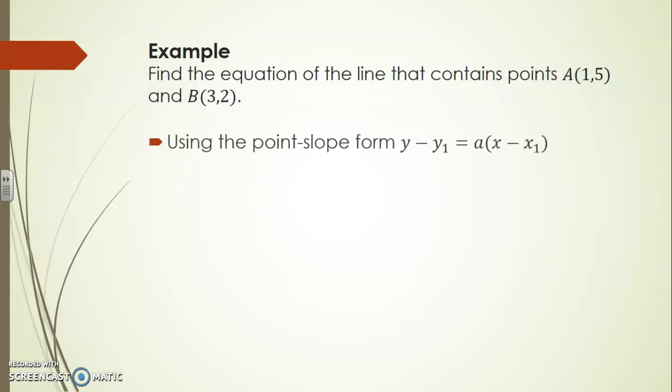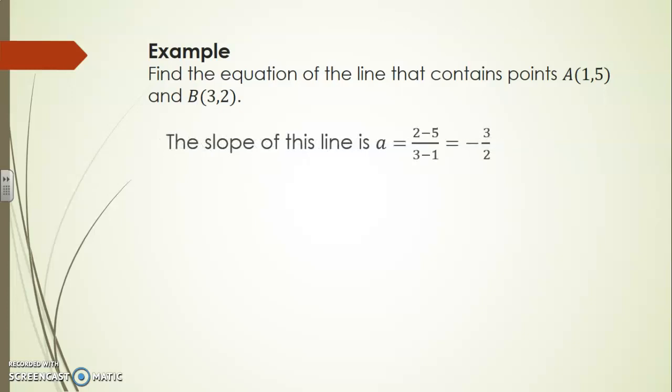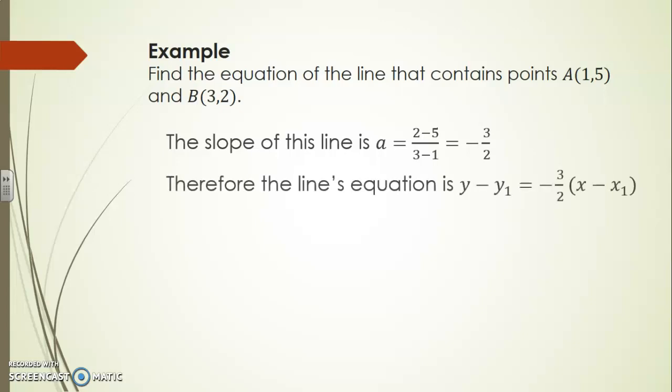This time, we're going to try to find the equation of the same line, but using the point-slope form. The slope of the line is still obtained from the change in y over the change in x, and will still be minus 3/2. Therefore, the line's equation, when written in point-slope form, is y minus y1 equals the slope, minus 3/2, times x minus x1.